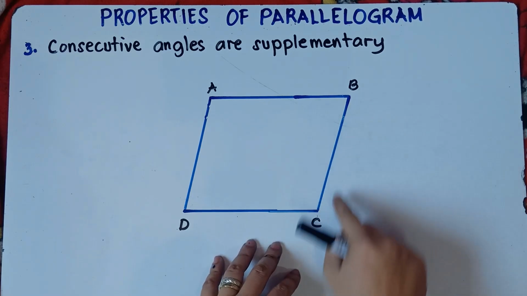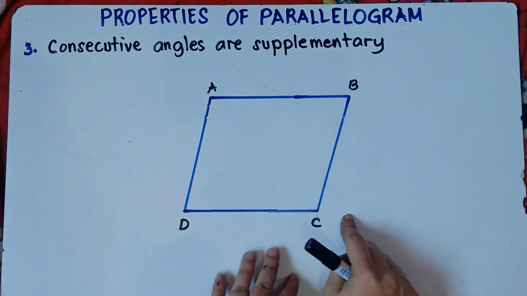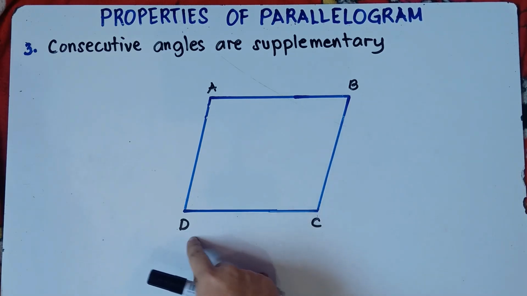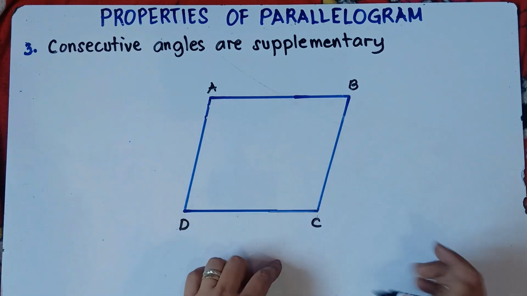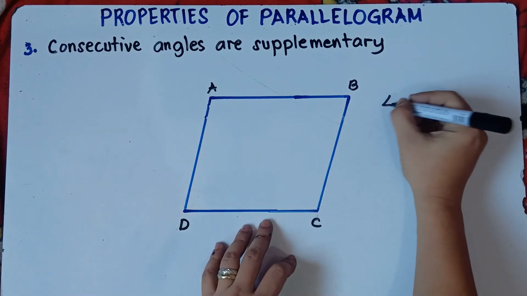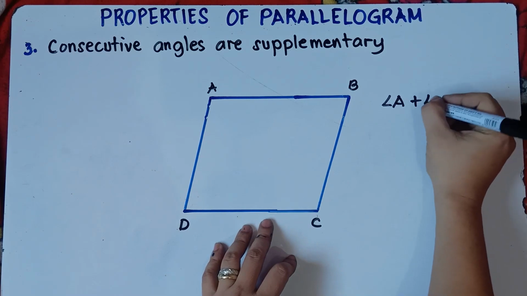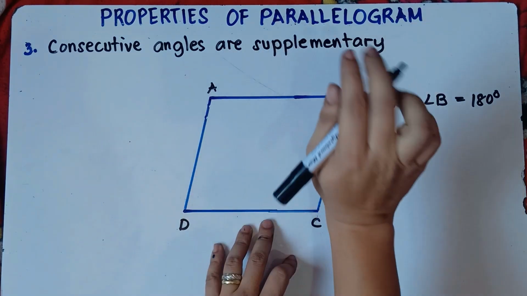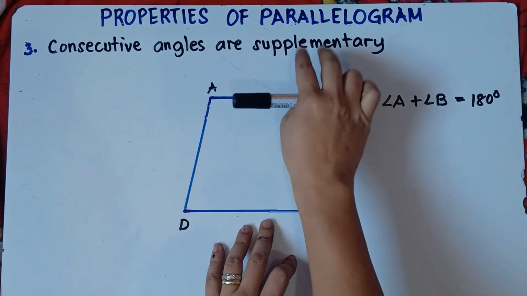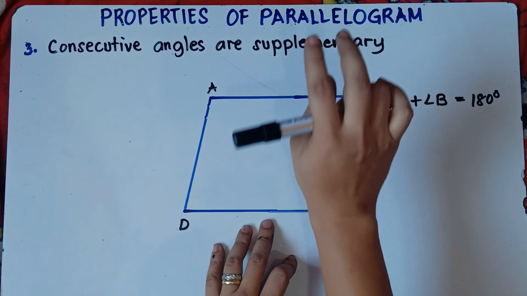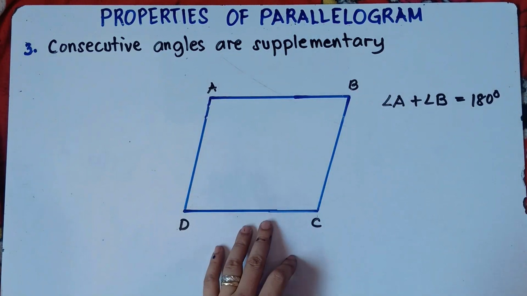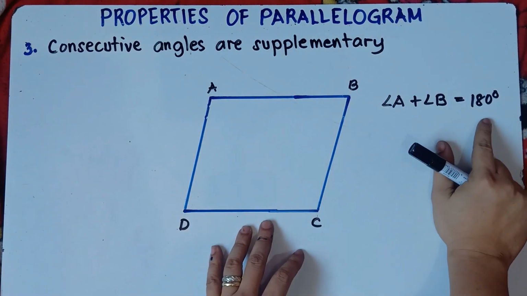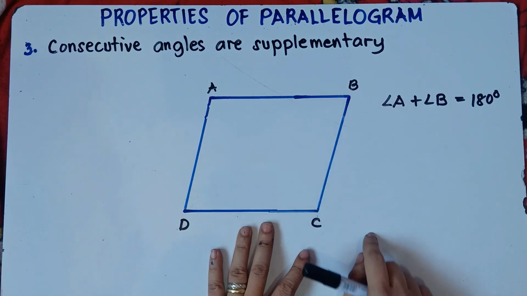We also have B and C. These are consecutive angles. CD. These are consecutive angles, and DA. So we can say that angle A plus angle B should be equal to 180 degrees because consecutive angles are supplementary. Once again, class, the word supplementary means the sum of two angles must be equal to 180 degrees. So AB, and we also have BC.